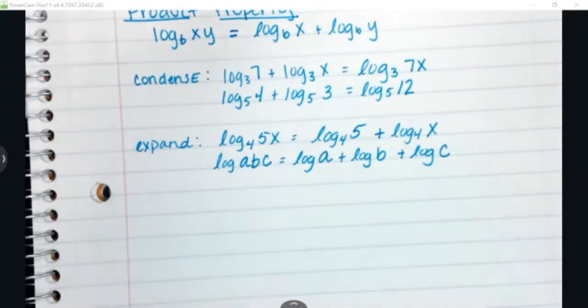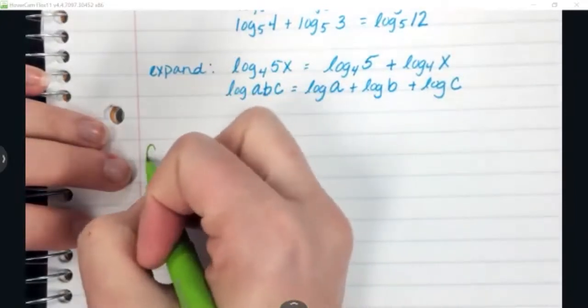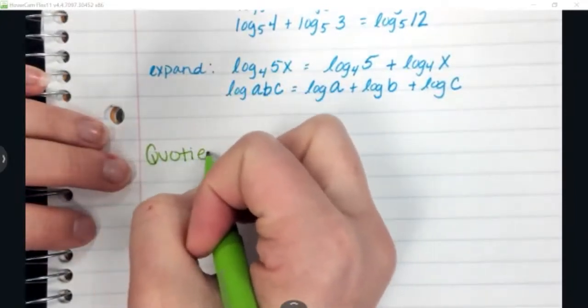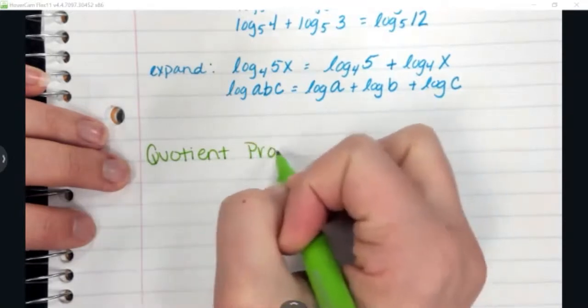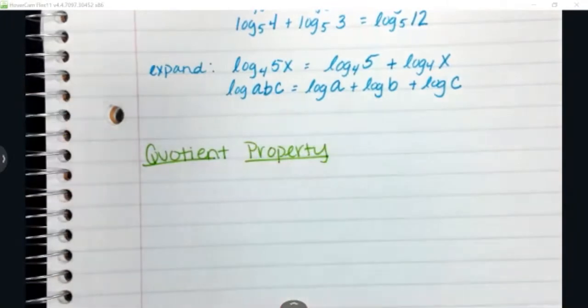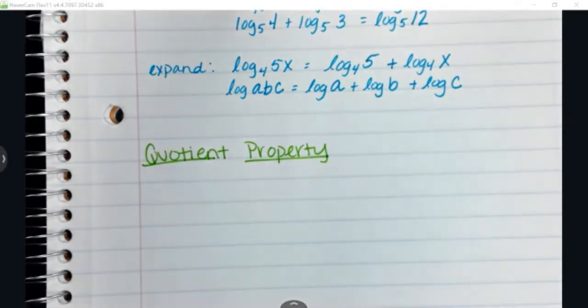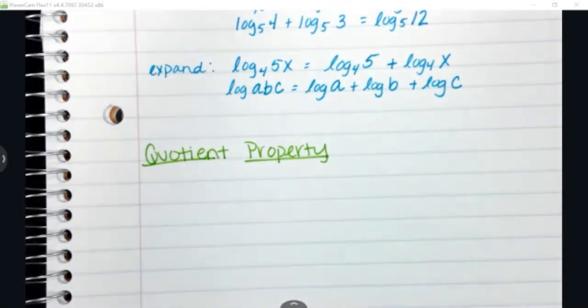All right, then let's go to the next one. The next one will be the quotient property. When we had a quotient property of exponents, what happened to our exponents? What did we do? Nobody can tell me what we did to our exponents when we had the quotient property. When we divide, but what did we do to our exponents?